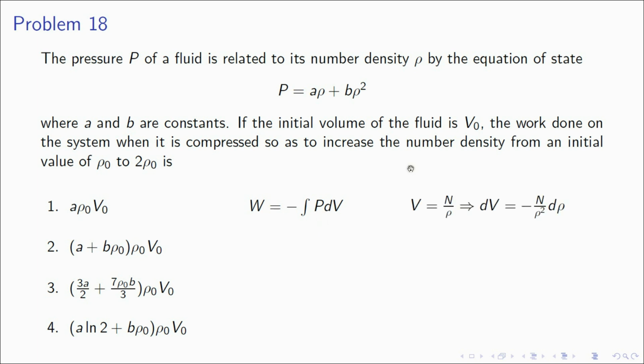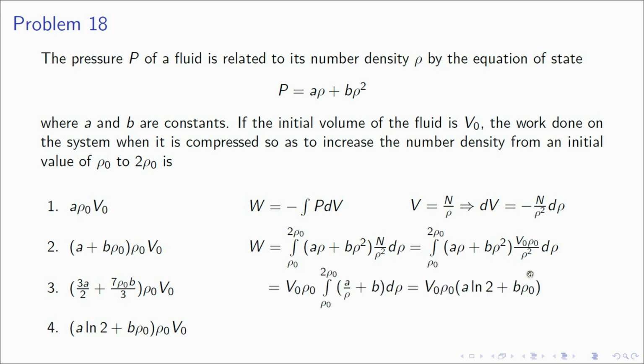So rho is the number density, so you can write V is equal to N over rho. So you get dV is this. And now you just put the values of P and dV here. You get this one. The initial value of rho is rho naught. The final value is twice rho naught. And you can again write V naught into rho naught, because this N is a constant here. Now you just do this integral, and you'll get a log 2 term here, and a rho term here. So this is the right one, option 4.